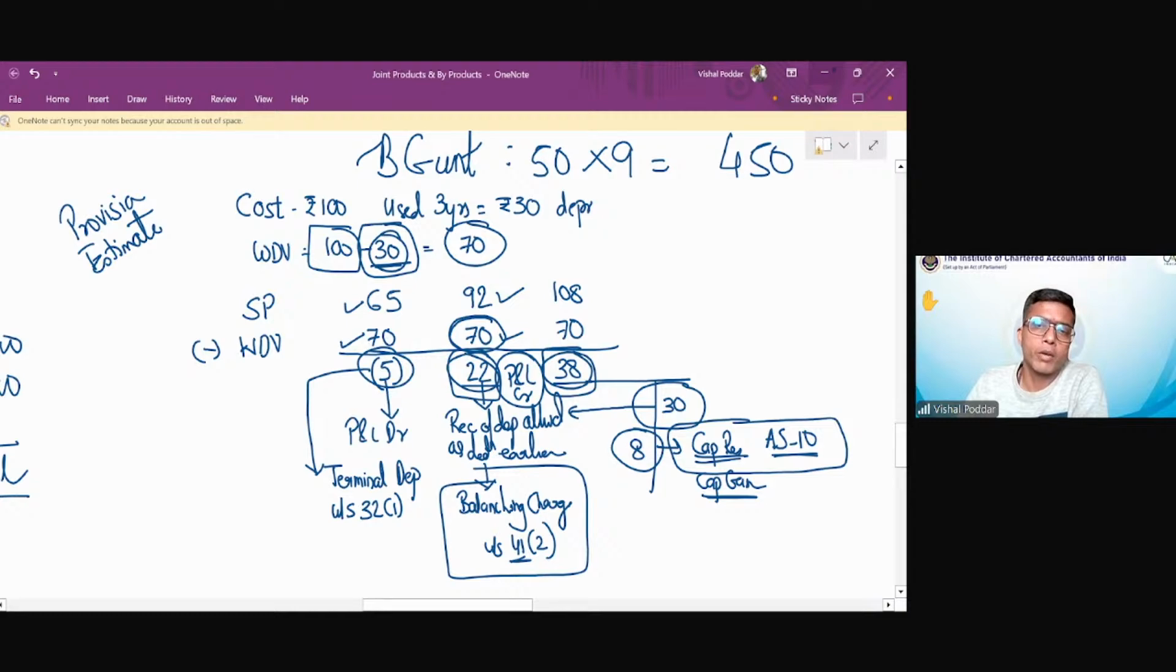But when you recover, how much? You recover over and above 100, which is your cost. So I sold for 108. My original cost is 100. So how much I have recovered over and above my cost is always capital profit.